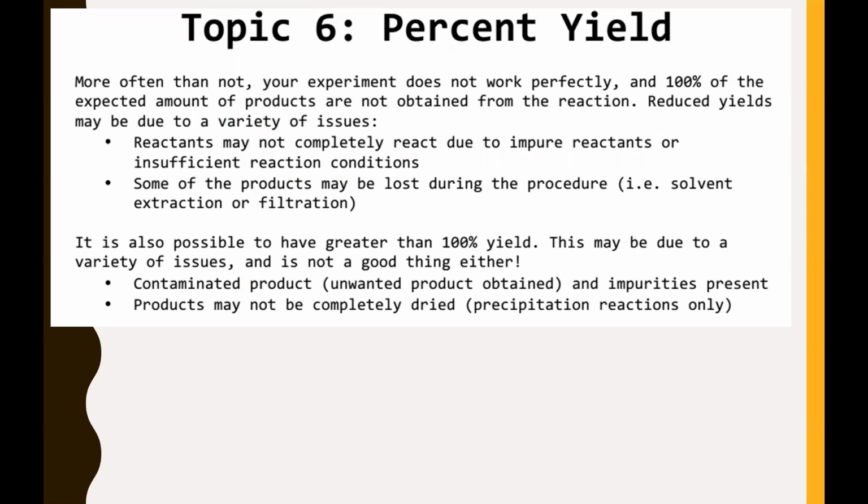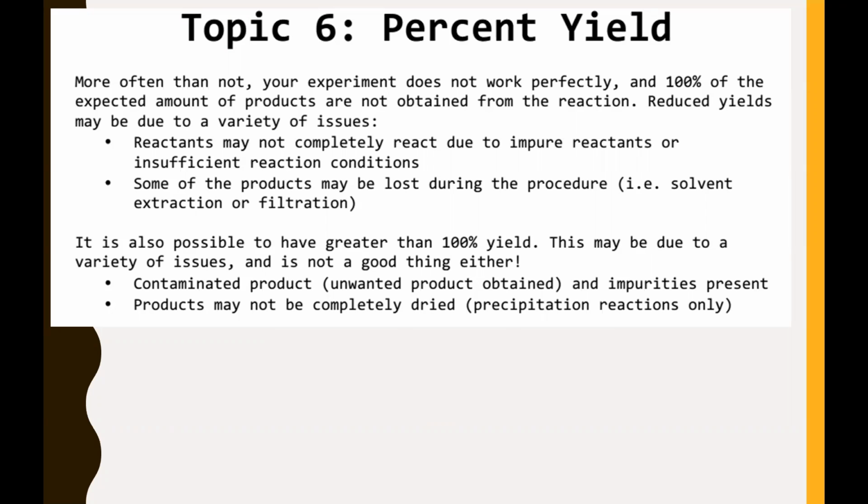More often than not, your experiment does not work perfectly, and 100% of the expected amount of products is not obtained from the reaction. Reduced yields may be due to a variety of reasons. One reason could be the reactants may not completely react due to impure reactants or insufficient reaction conditions. When we did that malachite lab, I think some of you had hot plates that weren't working so well. So some people who had better hot plates had a more complete reaction than others. Another reason could be some of the products may be lost during the procedure, for instance, solvent extraction or filtration.